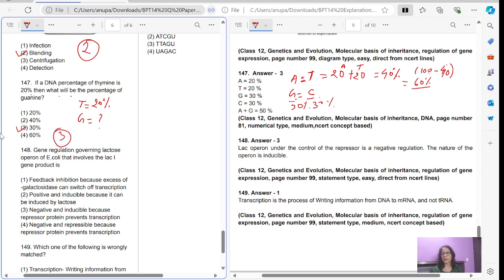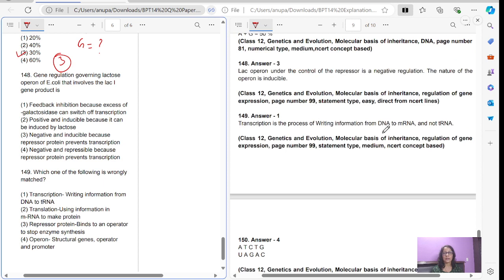Now let's move to the next question, that is question number 148. Question number 148 states that gene regulation governing lactose operon of E. coli that involves the lacZ gene product is. Here it is talking about gene regulation that is governing the lactose operon of E. coli, and four options are given.